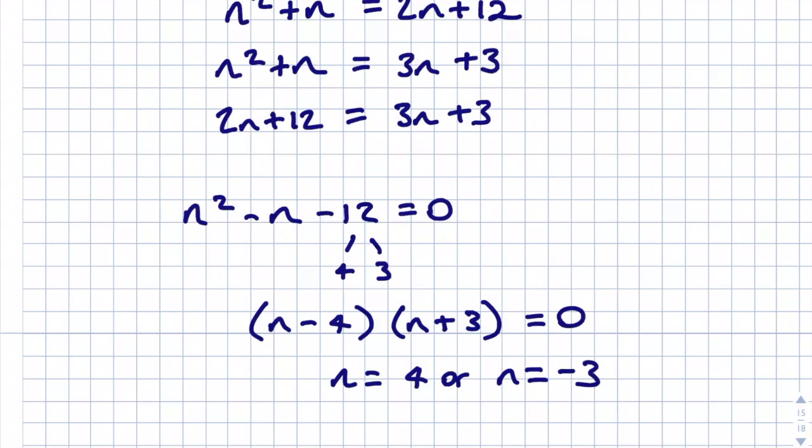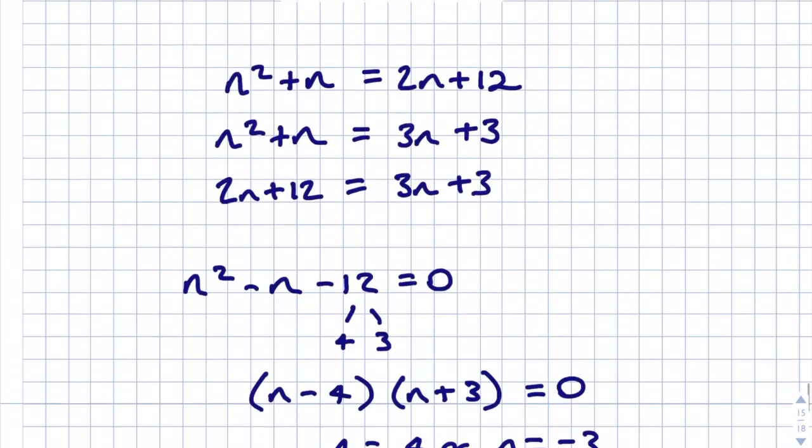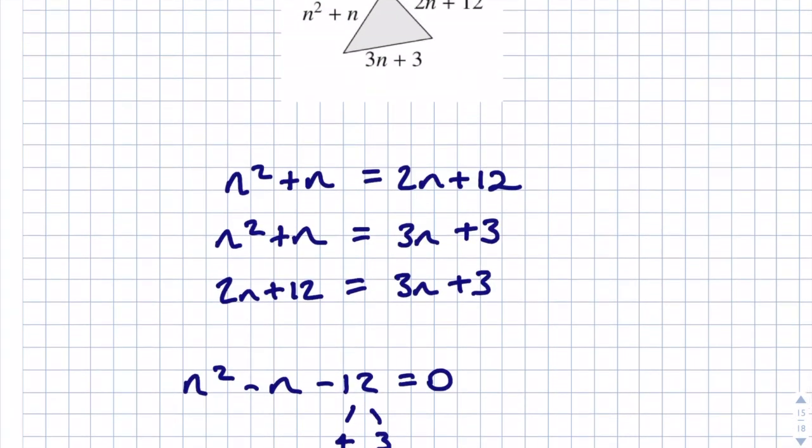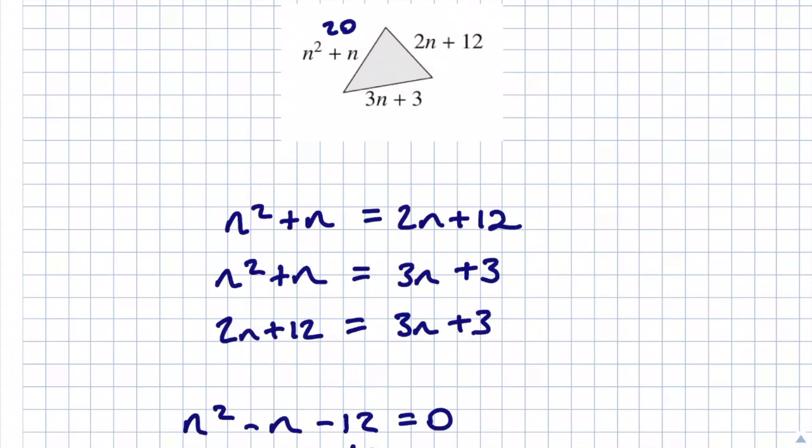Now what I need to do is substitute these values of n back into the expressions for each of the side lengths of the triangle. So let's use when n is 4. We're going to have 4 squared plus 4, which is going to be 20 for this side. Then we're going to have 3 times 4, which is 12, 12 plus 3, which is 15 for this side. And then we're going to have 2 times 4, which is 8, 8 plus 12, which is 20.